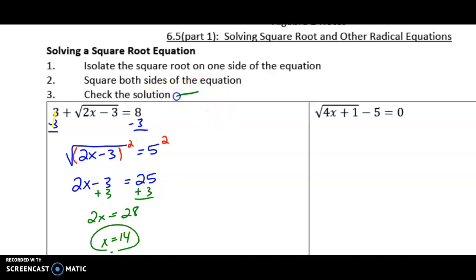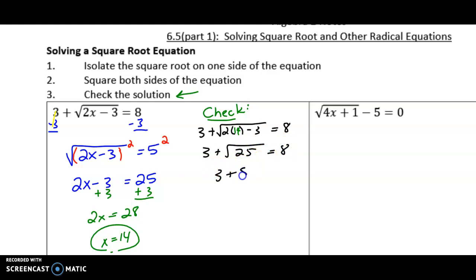Okay, so to check the solution, there will be some that don't work. I don't think on today's assignment, but on tomorrow's. So it's a good idea to make sure you know how to check these. All right, so I'm going to put my answer that I got back in for x. So if we do that, we get 3 plus, so 28 minus 3 is square root of 25 equals 8. 3 plus 5 equals 8. Yep, it checks.